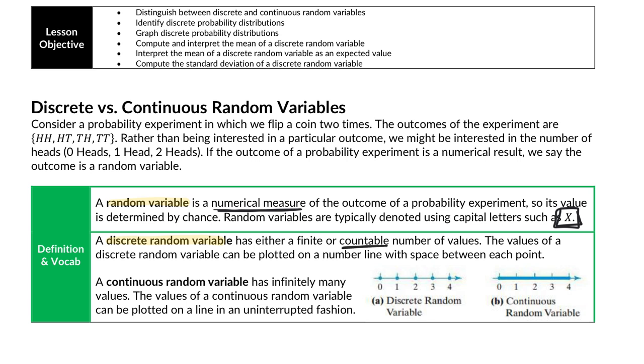The values of a discrete random variable can be plotted on a number line with space between each plot. So if you see this number line showing you a discrete random variable, you either have 0, then 1, then 2, then 3, then 4, but not the numbers in between them.